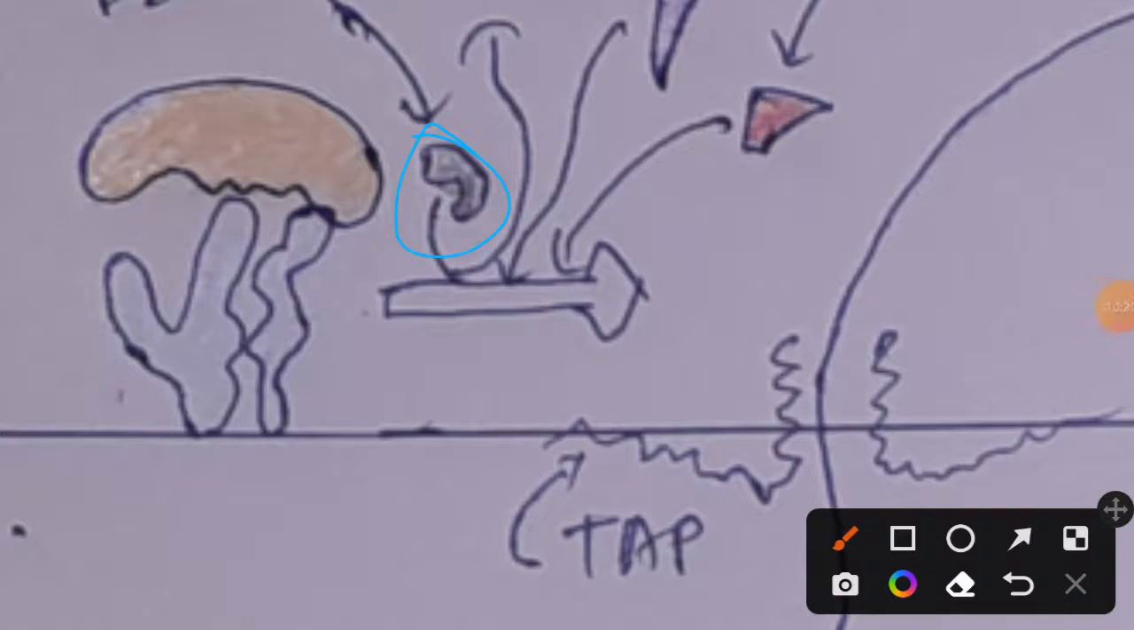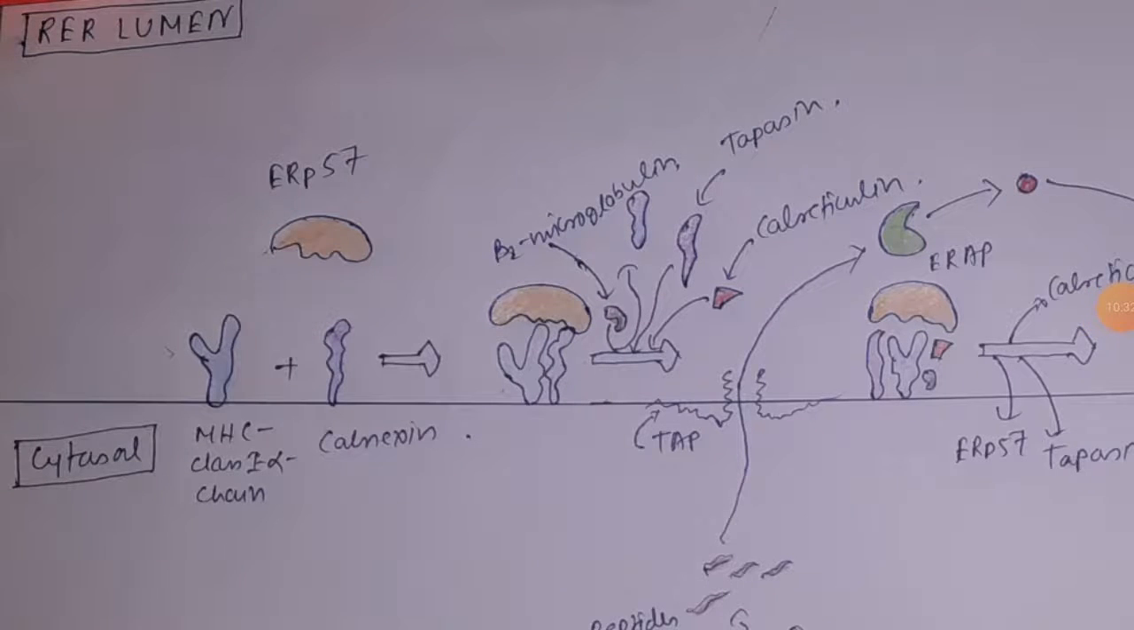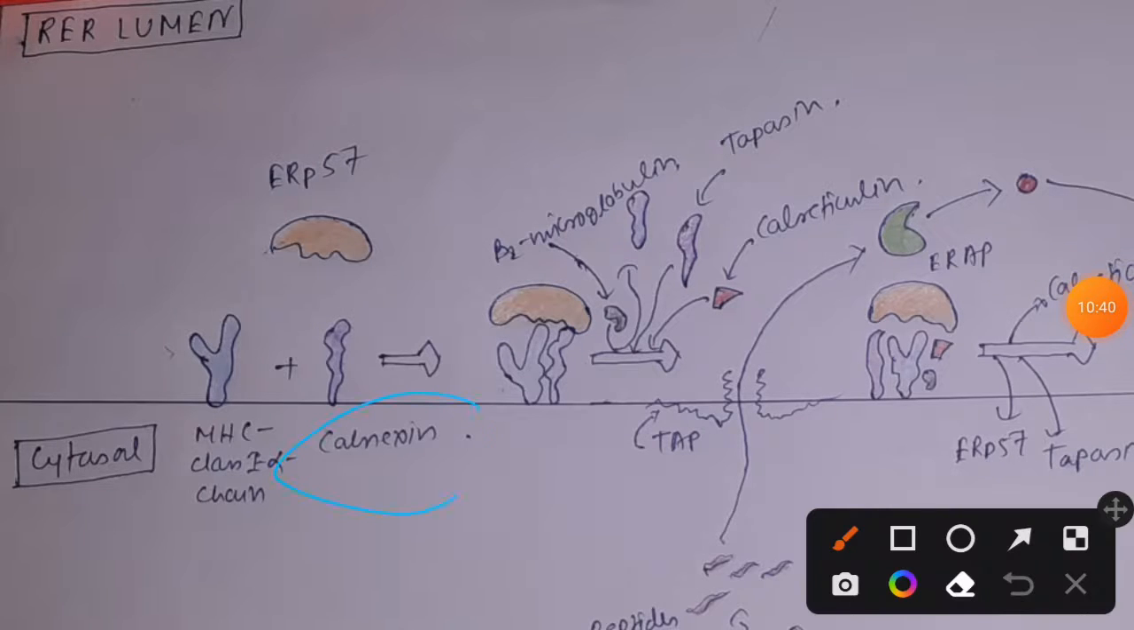Now beta 2 microglobulin will say, I will not exist with calnexin and ERP57. They are my enemies. I will not tolerate them. Under such circumstances, what will the MHC class 1 molecule do? It will ask calnexin and ERP57 to please leave, right? So beta 2 microglobulin facilitates the removal of calnexin and ERP57.